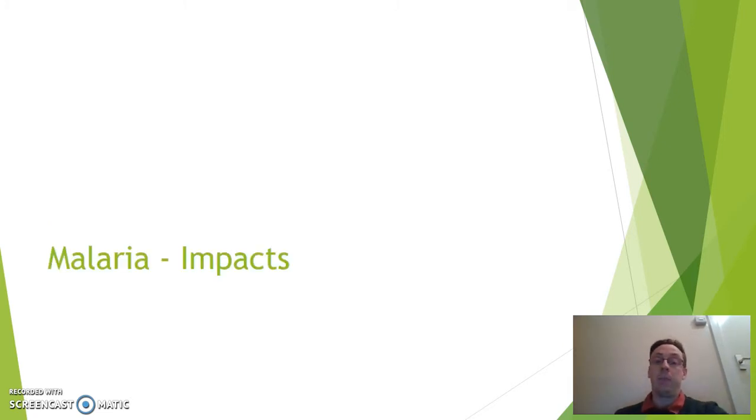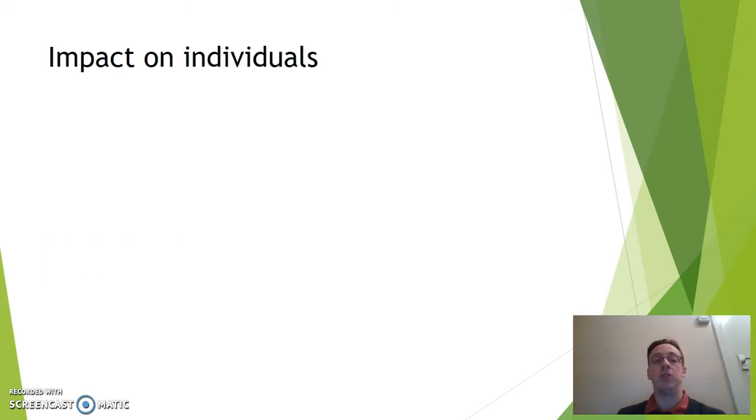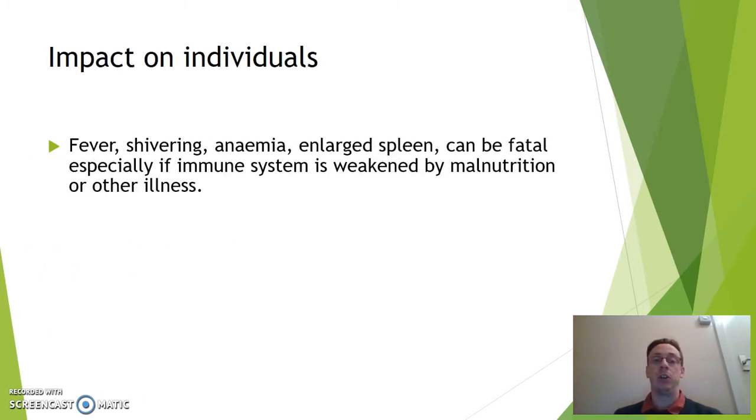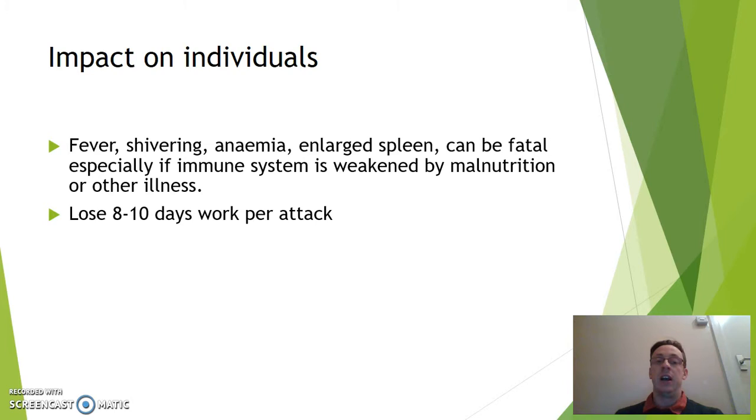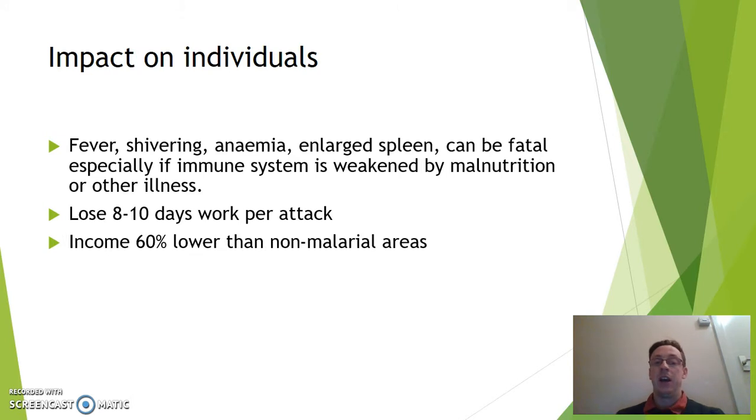Now, what are the impacts of malaria? What does it do to people, to communities, etc.? First, to think about individuals: literally the symptoms. Fever, shivering, being anemic, your spleen gets enlarged. If you are already ill through something like malnutrition, it can be fatal if your immune system's already been compromised. An average is 8 to 10 days of work lost per attack of malaria.